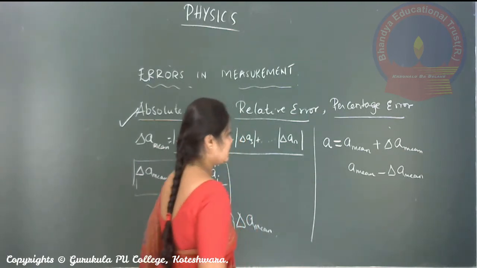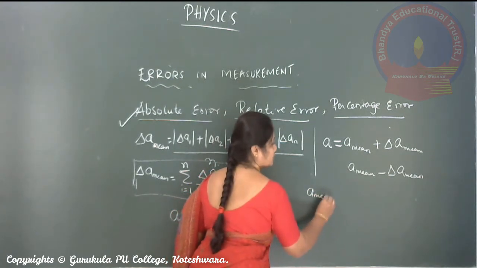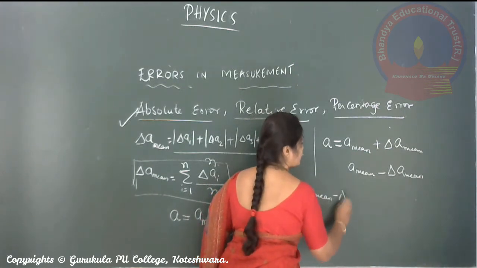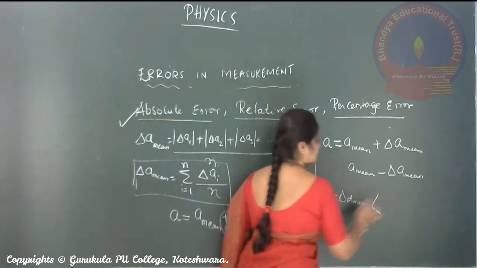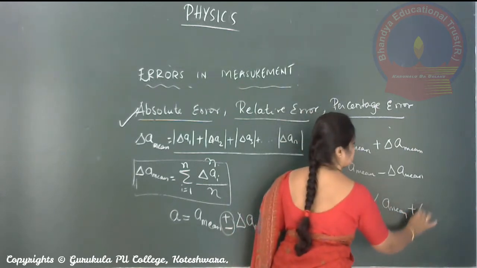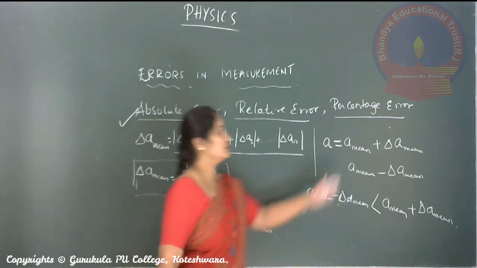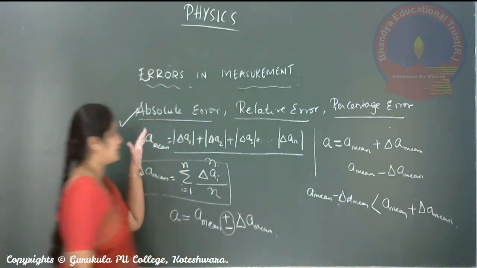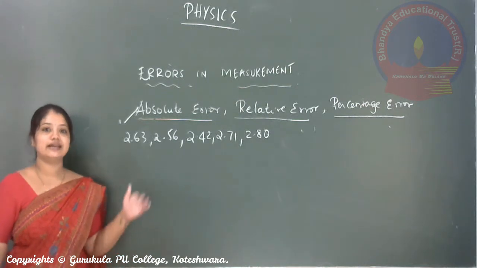In short, it will have values A of mean minus delta A of mean, smaller than A, smaller than A of mean plus delta A of mean. So your result will lie between these two values, these two ranges. So this is what we have in the case of the absolute errors. Clear? So let us consider an example.